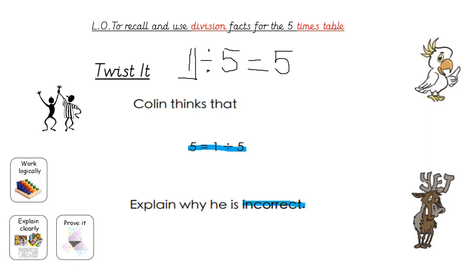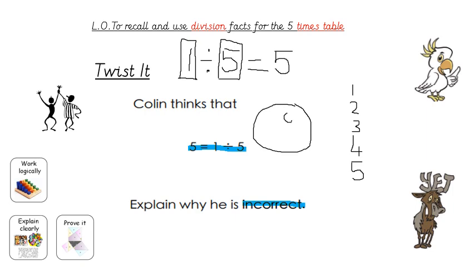So this number here, this is how many we've got in total. And this is how many people we're going to share it to. So say I've got 5 people. And I've got 1 plate and I've only got 1 piece of food on my plate. Can I share this 1 piece of food with all these 5 people? No, I can give this to this person, but the other people haven't got any. So what has Colin done? He has put the numbers in the wrong order, hasn't he? What should it be?